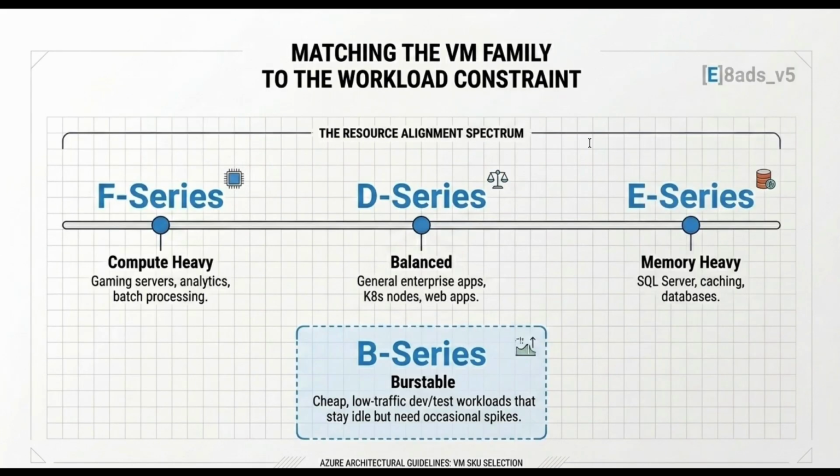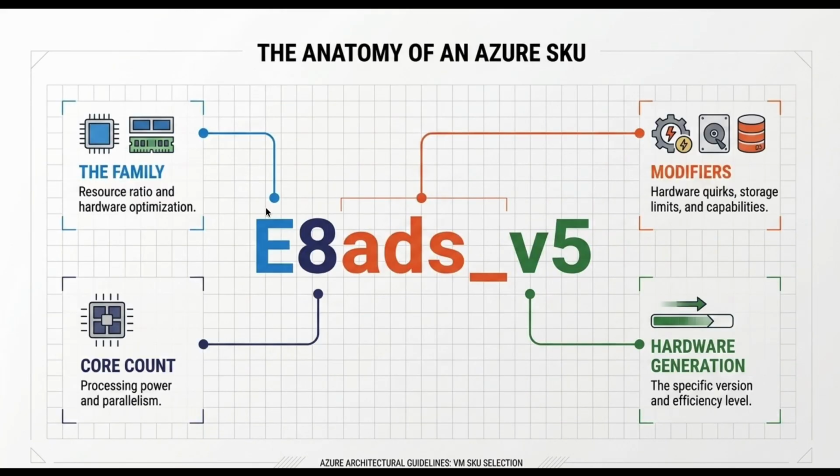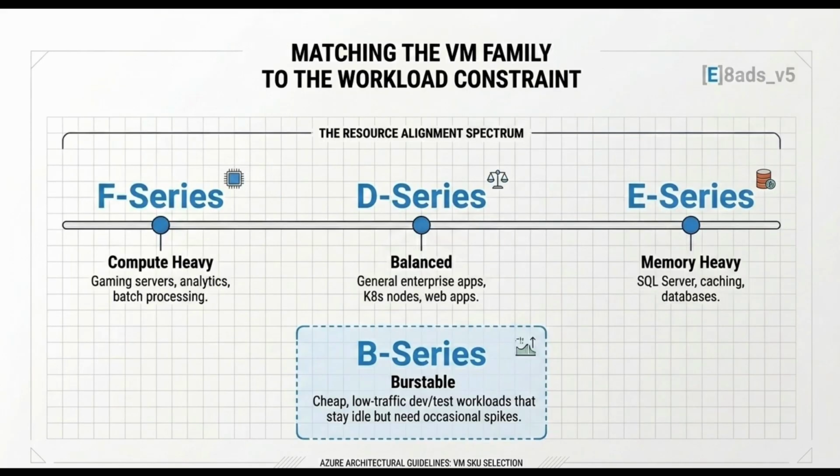And now let's understand the families of SKUs which Azure provides. The first letter usually tells you the VM family. In this case, E is the VM family. Similarly, we have other families like F and D. The E series is memory optimized, meaning you'll get more memory compared to the CPU. These VMs are designed for workloads needing large RAM, for example SQL Server, SAP, Redis, analytics workloads, and large databases.